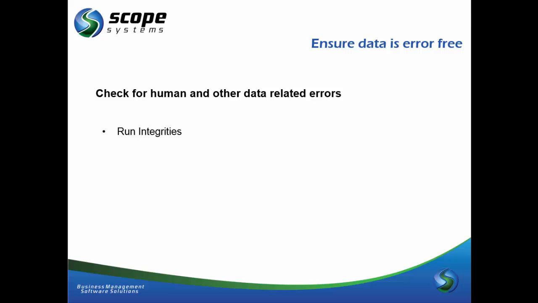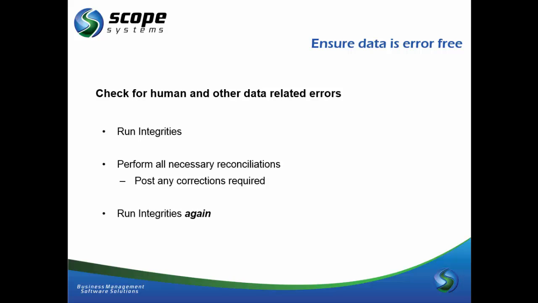A key component is ensuring data is error-free. Check for human and other data-related errors. What does that entail? Running integrities, performing all necessary reconciliations in the system, posting any correction journals, and running integrities again.